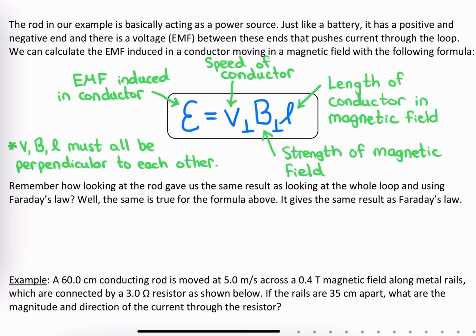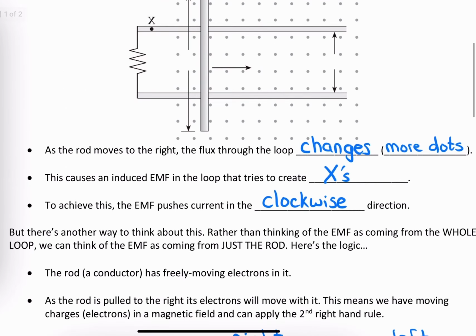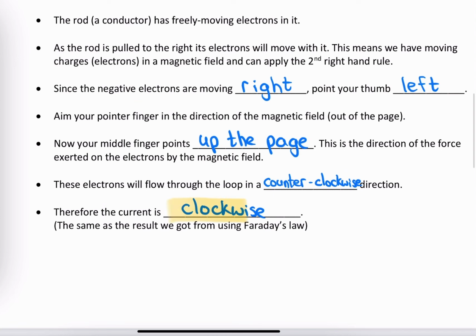So this formula allows us to think about a conductor moving in a magnetic field as basically being a battery, a power source that has a voltage, an EMF. Now remember, when we thought about this rod up here in that way, as being able to, as it moved through the magnetic field, push electrons up in this direction, we figured out that the current would be clockwise.